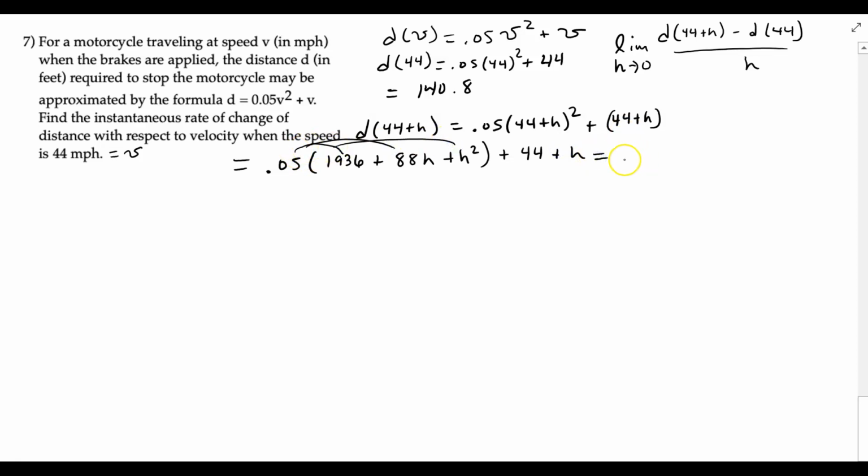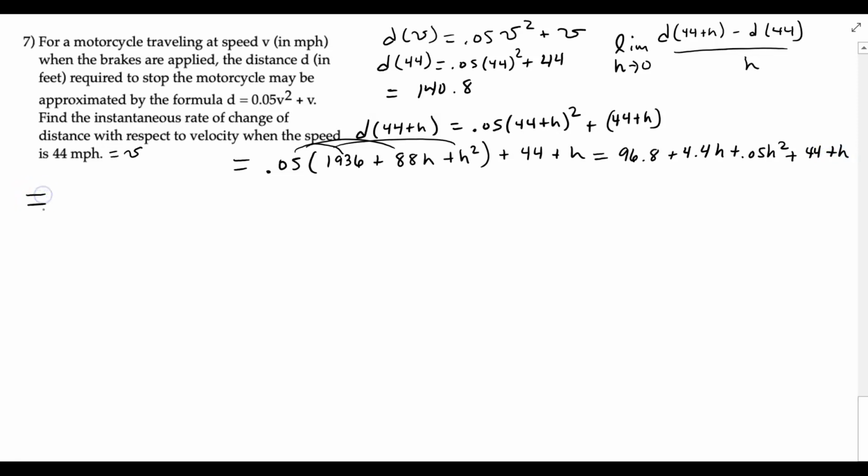And when I distribute, I get 0.05 times 1936, which is 96.8. Then 0.05 times 88h is going to be 4.4h, and then it's going to be plus 0.05 h squared plus 44 plus h.